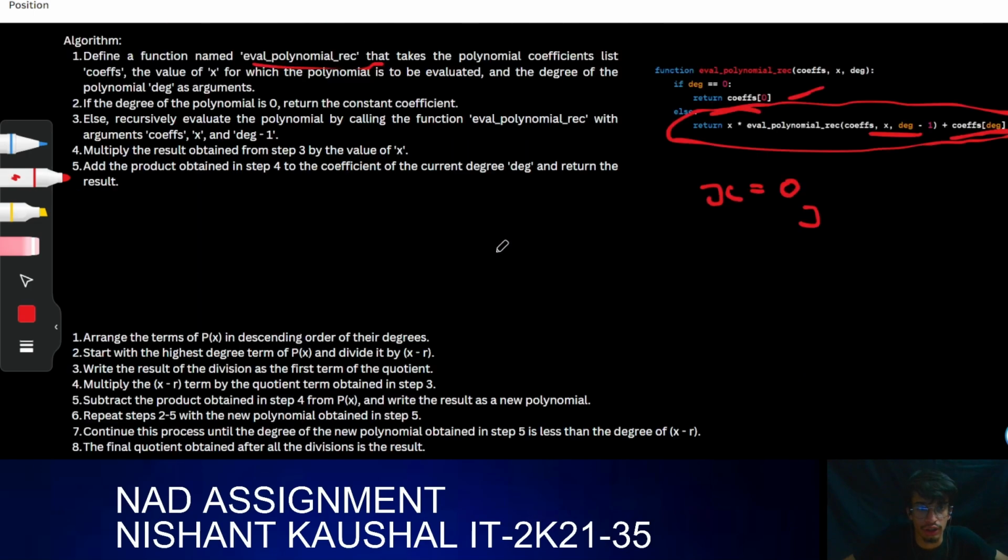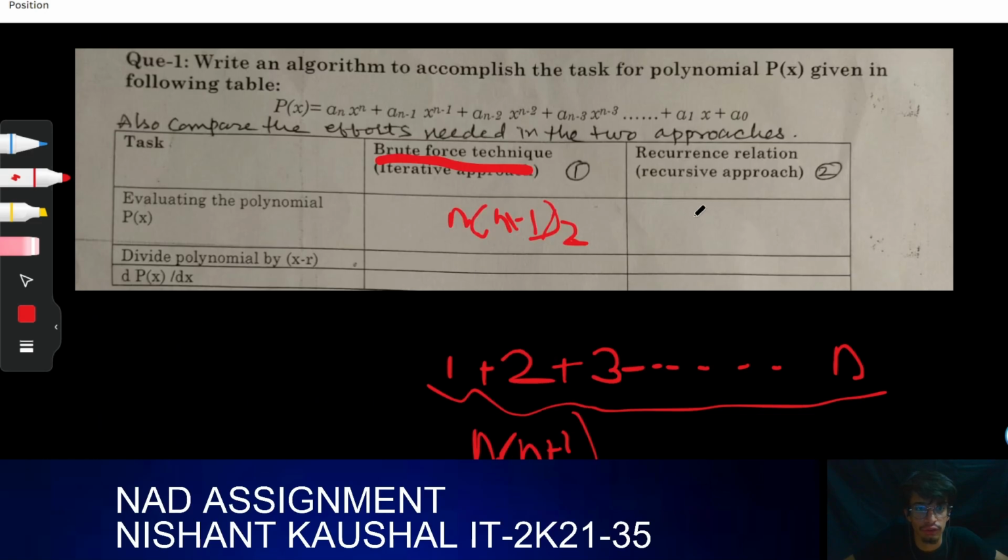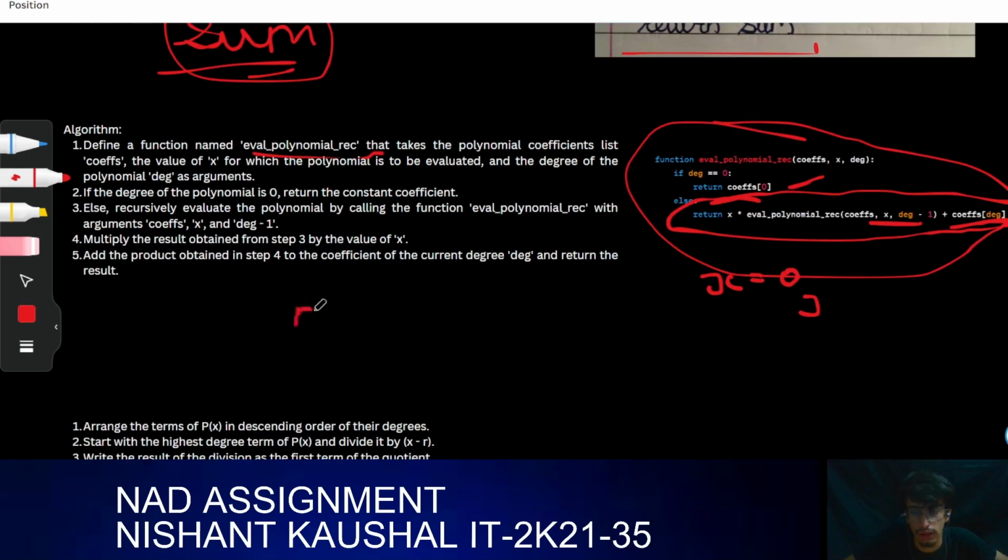So as it is a recursion function, the number of iterations it will be taking will be n, because it will be running n times, as there will be n values in the array, so it will take n iterations.